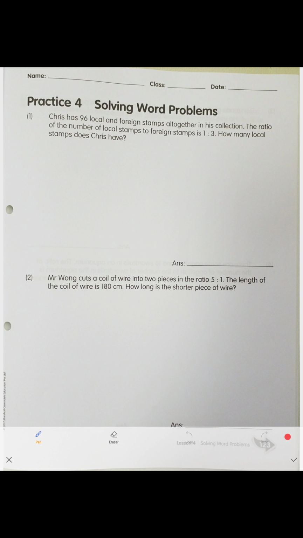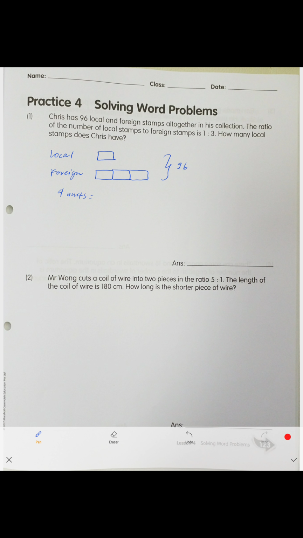Okay, you need to draw your model. So you have your local and foreign stamps. So this is what you write, local and foreign, right? And then the ratio of the number of local stamps to foreign stamps is 1 to 3. What does that mean? That's going to be 1 unit and 3 same units, right? 1 to 3. And then you know from the first sentence that there are 96 local and foreign stamps altogether. Alright, so everything altogether is 96.